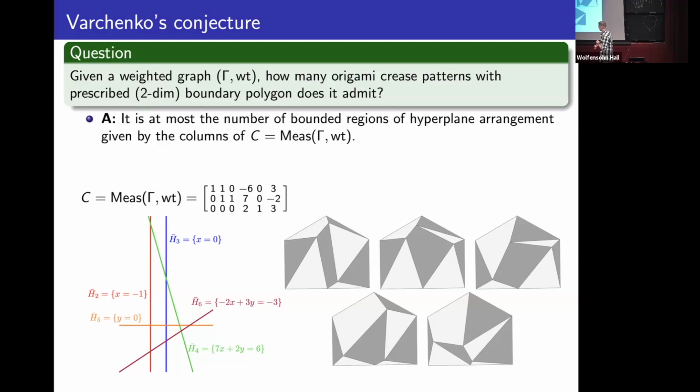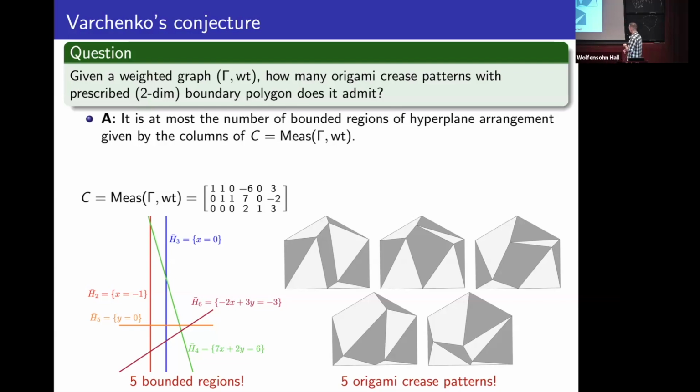And then I just use the rest of the top row as my constant terms, and these things here as coefficients of my hyperplanes. So like this hyperplane 7x plus 2y equals 6 corresponds to this column vector here, 7, 2, minus 6. So you do this for all these columns, and then you get a bunch of hyperplanes, and then you count the bounded regions. Okay, so compact regions in the complement of these hyperplanes. And here you have like 1, 2, 3, 4, and 5. So there are 5 bounded regions, and somehow they correspond to the 5 origami crease patterns.